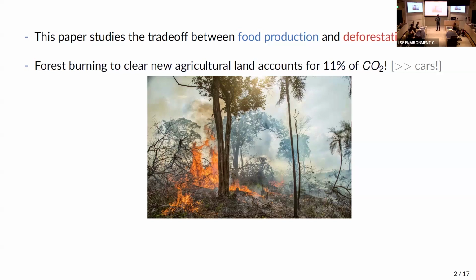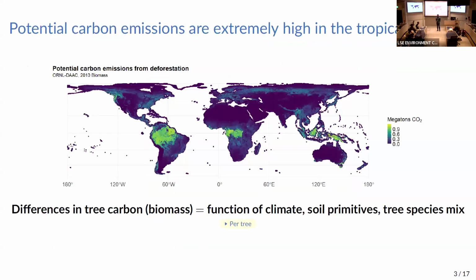And this is far larger than the carbon footprint of, say, the entire global vehicle fleet, and about 4 times the carbon footprint of the entire global airline fleet, right? So this is large. This paper is going to think about where deforestation should occur. So this is a spatial paper, thinking about deforestation as an explicitly spatial problem.